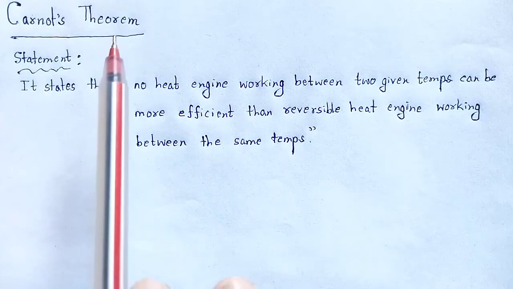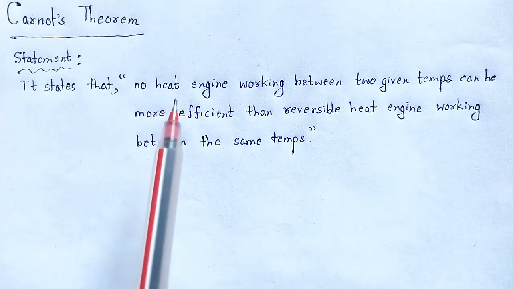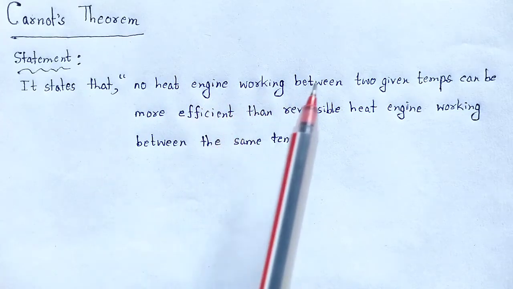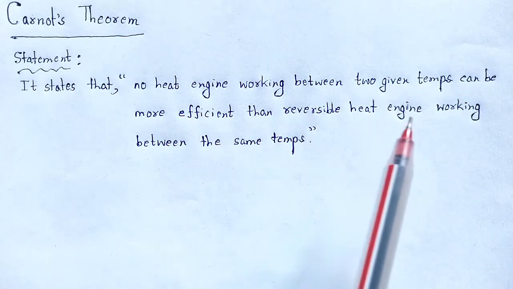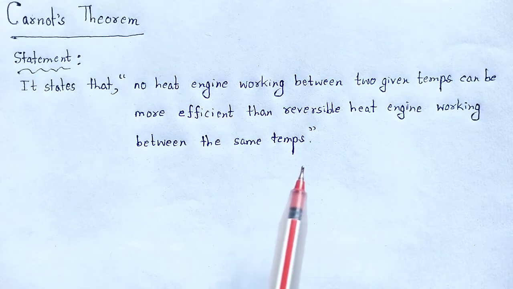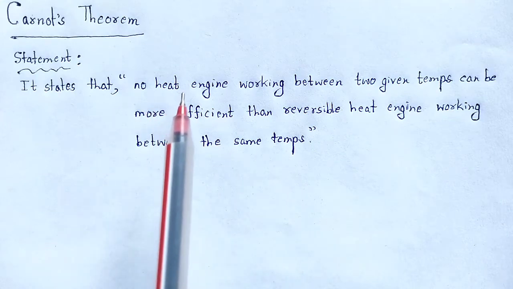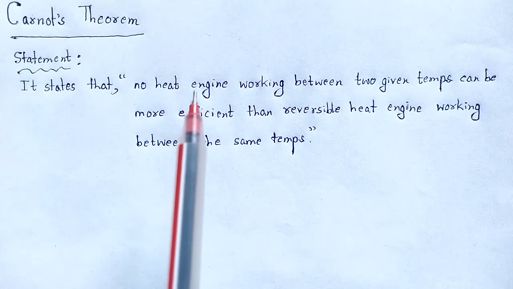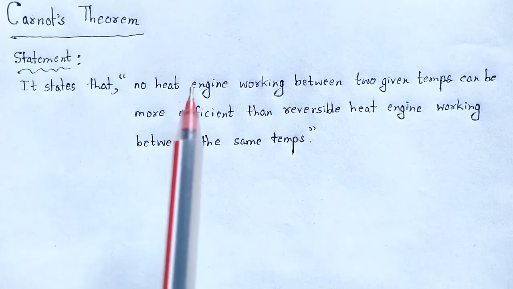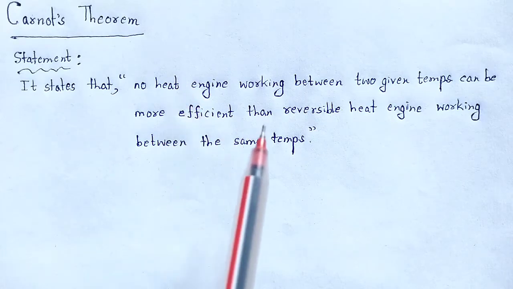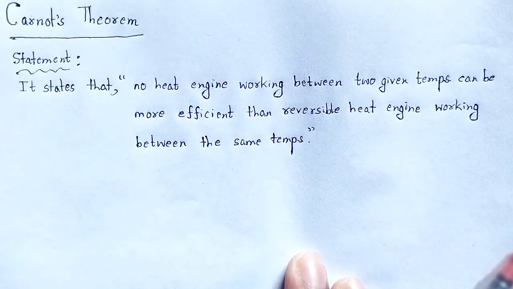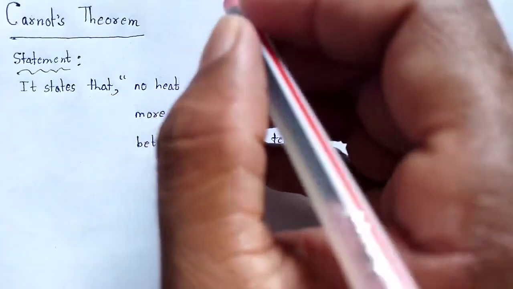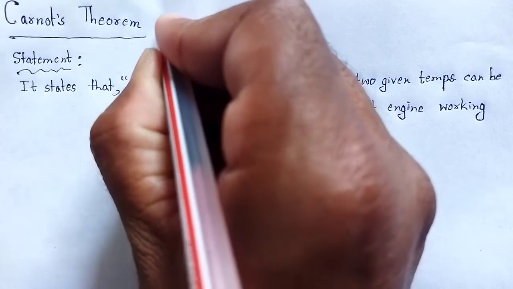The statement of Carnot's theorem: no heat engine working between two given temperatures can be more efficient than a reversible heat engine working between the same temperatures. It means there will be no heat engine whose efficiency is greater than that of a reversible heat engine. Basically, Carnot's theorem is also stated as the efficiency of any reversible heat engine.